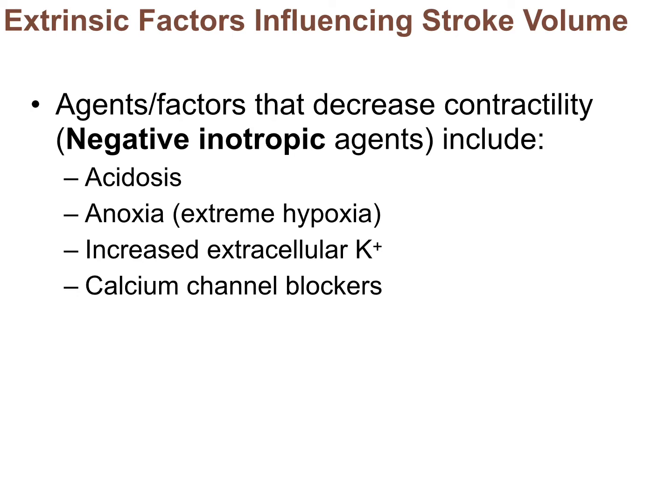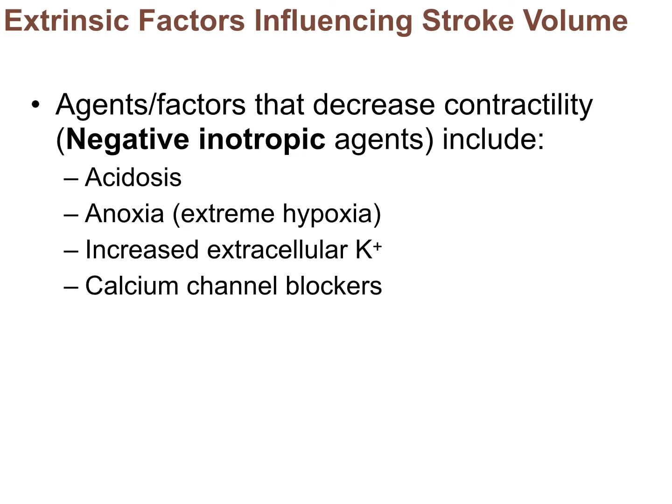Some negative inotropic factors, or agents that decrease contractility of the heart. Acidosis would be an example. If someone, let's say, has a diabetic crisis and they have ketoacidosis, it could be any acidosis, but acidosis will decrease the contractility of the heart. Anoxia, which is extreme decrease in oxygen to the body, so hypoxia could cause that. Increased extracellular potassium could do that.